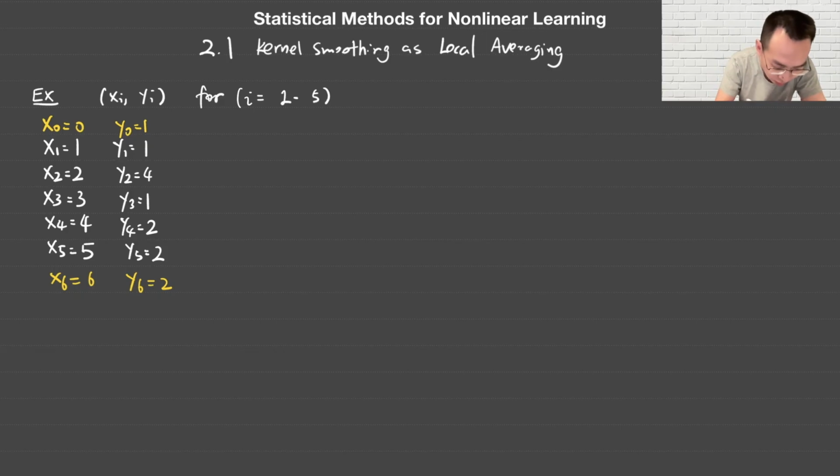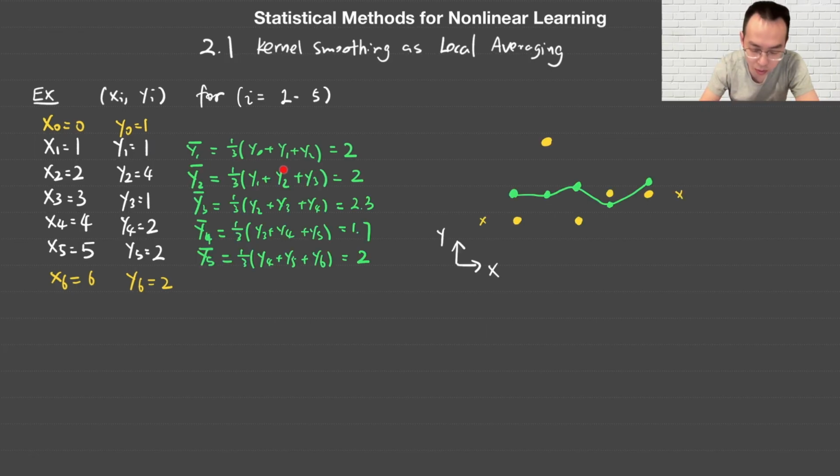Then we can just take the local average. The first point, let's call that y1 bar, is just going to be the average of the first three values. It's going to be 1/3 times (y0 + y1 + y2). That gives us 2. And then y2 bar, I'm not going to waste our time, I'll just write out the whole thing. Okay, so here is the result.